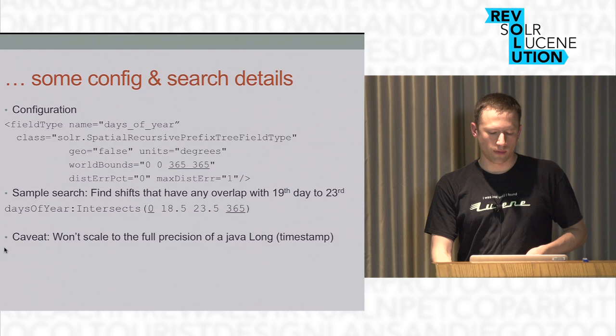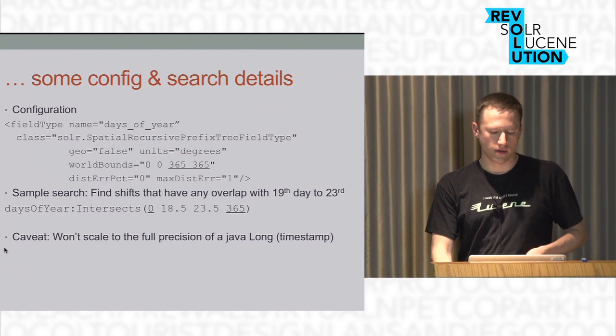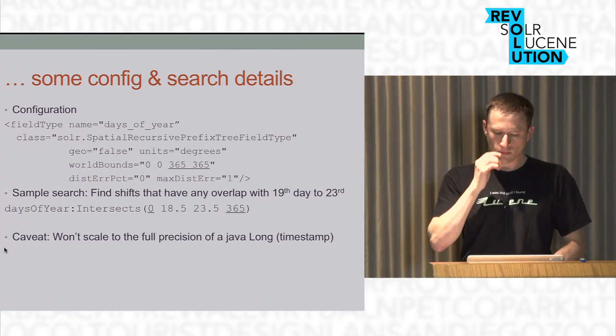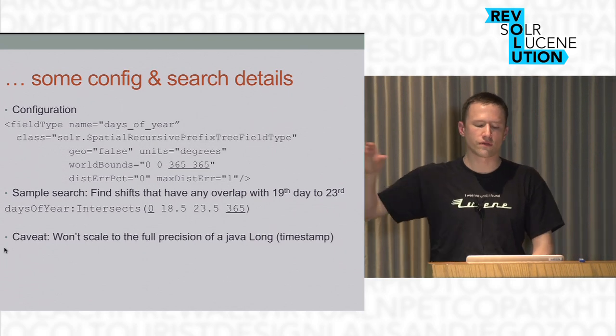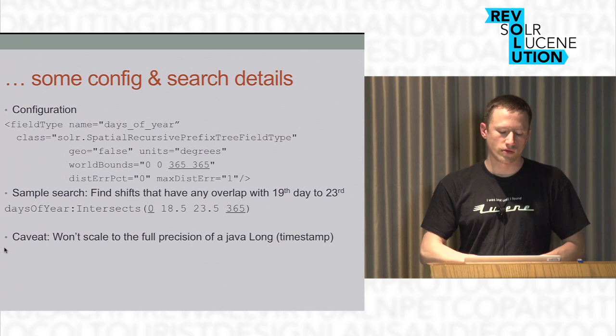Did I put the link to the wiki page on this? I didn't put it here. There is a link to this approach with more detail. But basically, you configure the field, you say geo is false, this is not geospatial. You give it the world bounds.